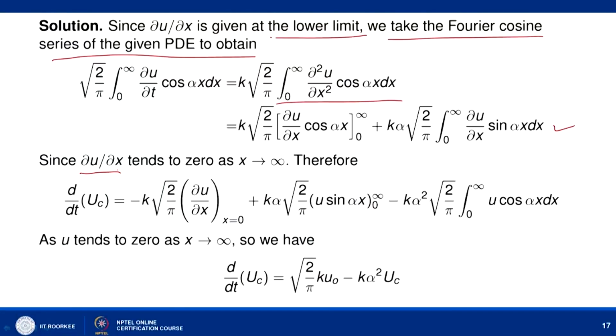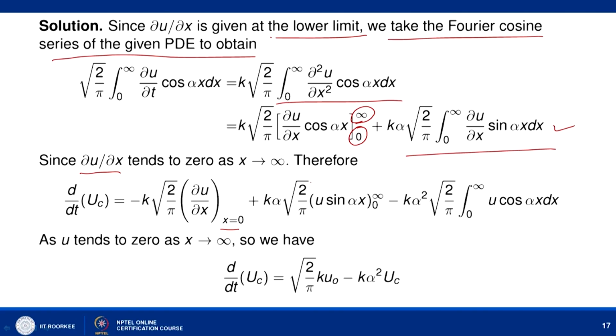Now, we already know that w by x tends to 0 as x tends to infinity. So, at this boundary point we have this value 0, and we have only the term left corresponding to x equal to 0. So, we can write minus k times under root 2 by pi w by x at x equal to 0 plus k alpha. Again we simplify this problem using integration by parts.